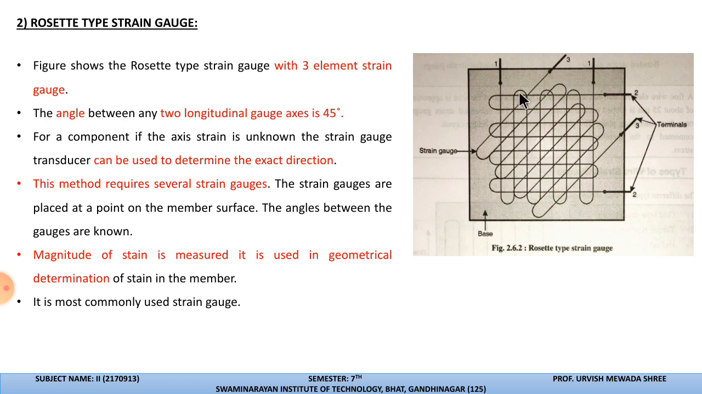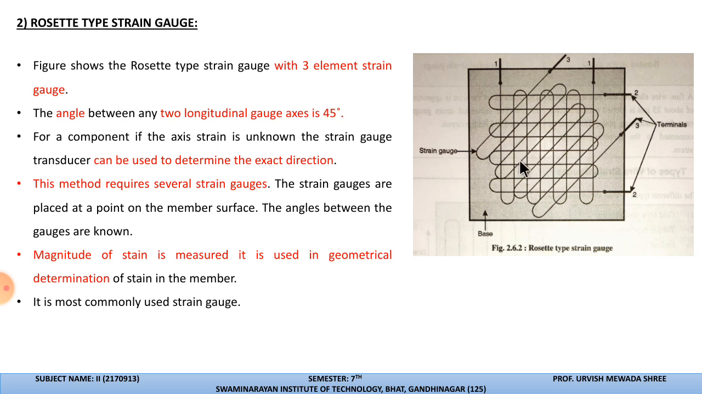But over here you can see that we used three elements, and because of these three elements we have an advantage: we can measure the exact direction of the stress applied. So this method requires several strain gauges. These are the terminals through which we can connect this gauge into the balance bridge circuit.